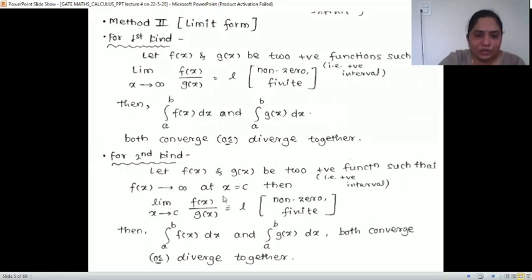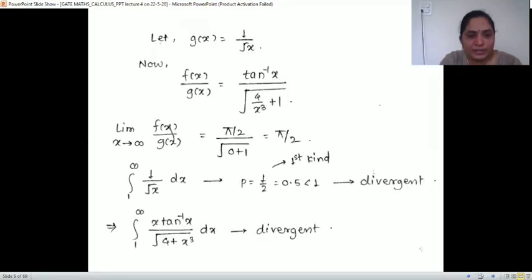Okay, this is the second kind function. If limit as x tends to c of f of x is infinity, then consider limit as x tends to c of f of x upon g of x. Remember, in the first kind, here it is limit x tends to infinity. And in the second kind, it is limit x tends to c, where c is where f of x is divergent. So if the limit is non-zero finite, then either both converge or both diverge. Remember that.